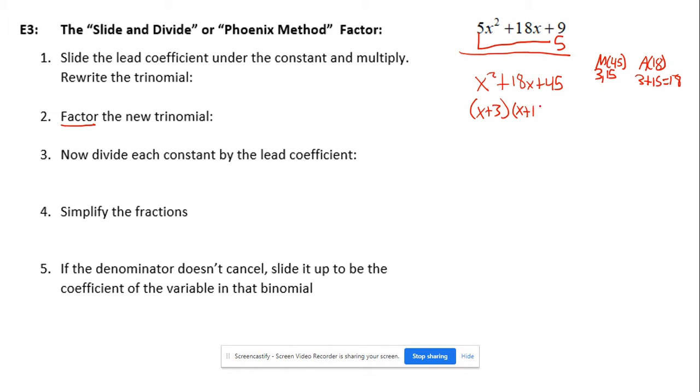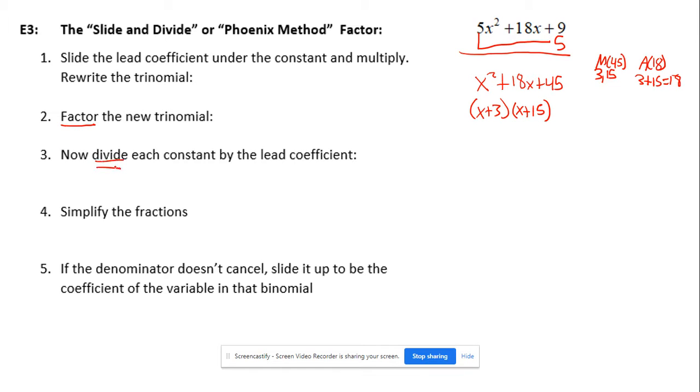Now, unfortunately, I'm not done yet. So put down your celebration, stop doing the touchdown dance, and realize, hey, if I were to FOIL this, I'm not going to get 5x squared plus 18x plus 9. I'm going to get a completely different answer. I factored this middle problem, not the original. So that means I need to do step 3.